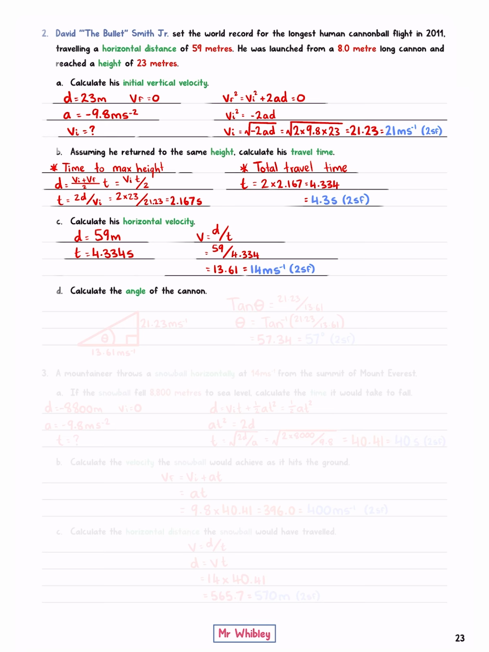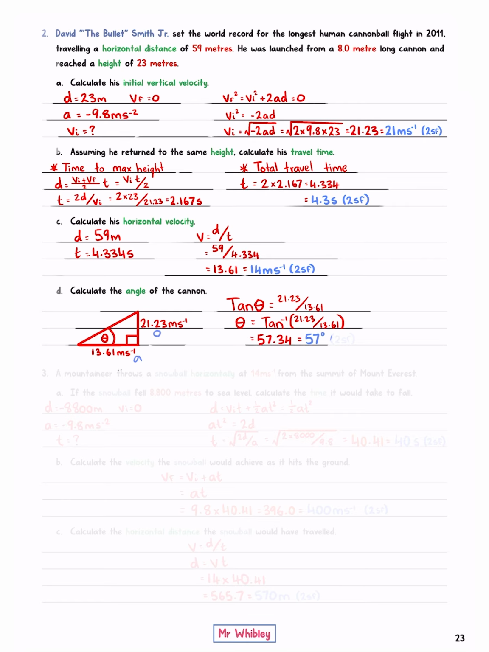The angle of the cannon is going to be the angle between the initial vertical and horizontal velocities. We found the vertical in part A, and we know the horizontal doesn't change, so that's what we found in part C. And now since this is the opposite side and this is the adjacent, we can use the TOA relationship in SOHCAHTOA, which is that tan of the angle is our opposite over our adjacent. Solving for the angle by taking the inverse tan of both sides gives me 57.34 or 57 degrees to two significant figures.